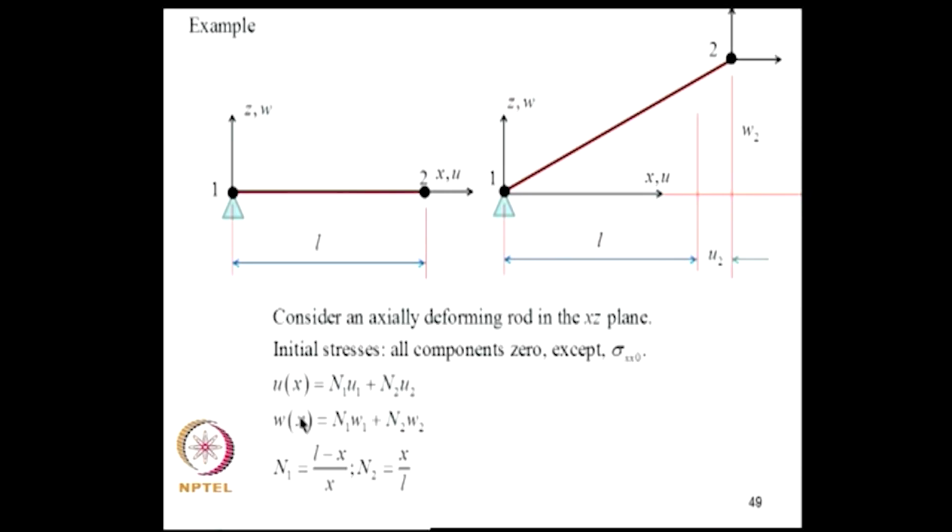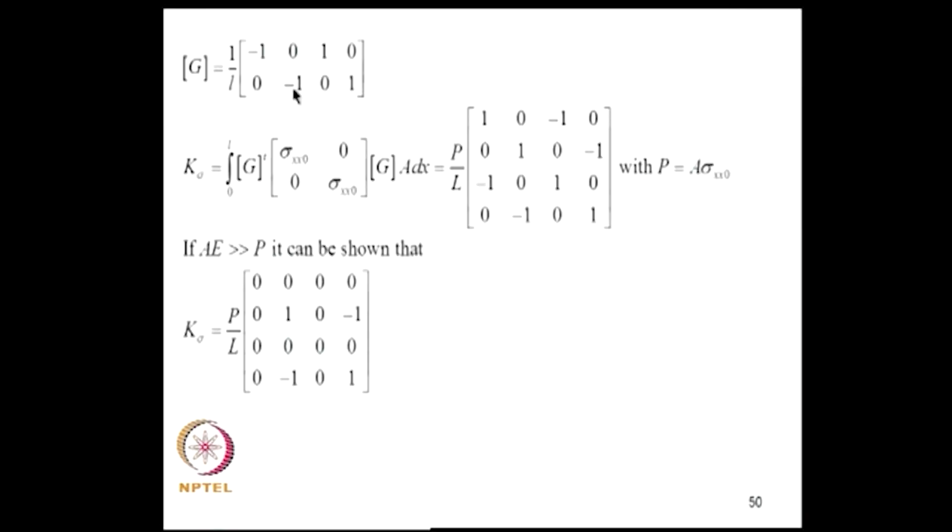Initial stresses, we will assume that in this case all components will be 0 except sigma xx naught. Now, u and w I approximate using two nodes, and a linear interpolation function: N1 is (L minus x) by L and N2 is x by L. This is the representation for the field variables; there are two field variables u and w. Now, the G matrix in this case turns out to be this, and you can do a simple calculation to find the integral of G transpose S into G A dx. It turns out that k sigma is given by this. This is the geometric stiffness associated with axial deformation, where P is A into sigma xx naught.